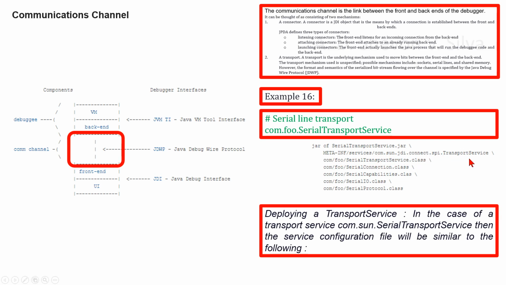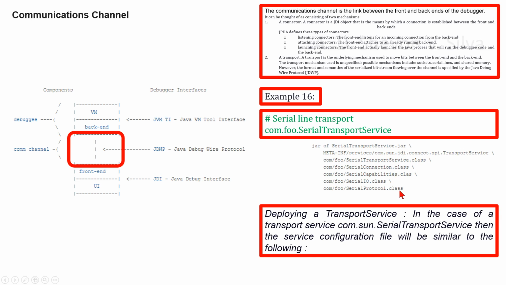The configuration file used in the jar file is named META-INF/services/com.sun.jdi.connect.spi.TransportService. As per connector deployment, the configuration file may list the class names of multiple transport service implementations in the event that the jar file includes multiple implementations. In the case of the transport service com.sun.serial.TransportService, the service configuration file will be similar to the following. The service configuration file is then packaged into the jar file along with the classes that comprise the implementation.